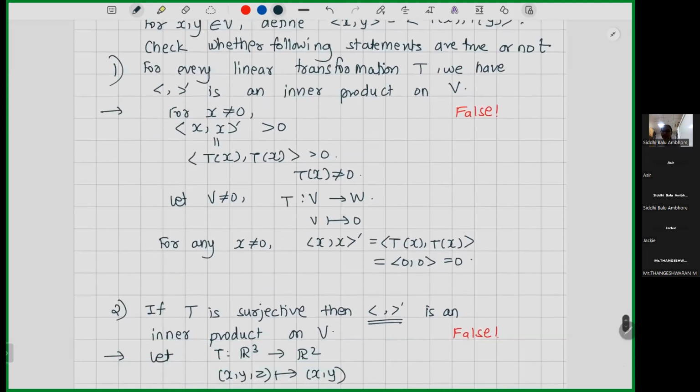Okay, this: that every linear transformation T. Here the zero linear transformation is not working, ma'am. Why, sir? So the zero linear transformation gives zero. Yes. In that case, positivity is not working. Yes.